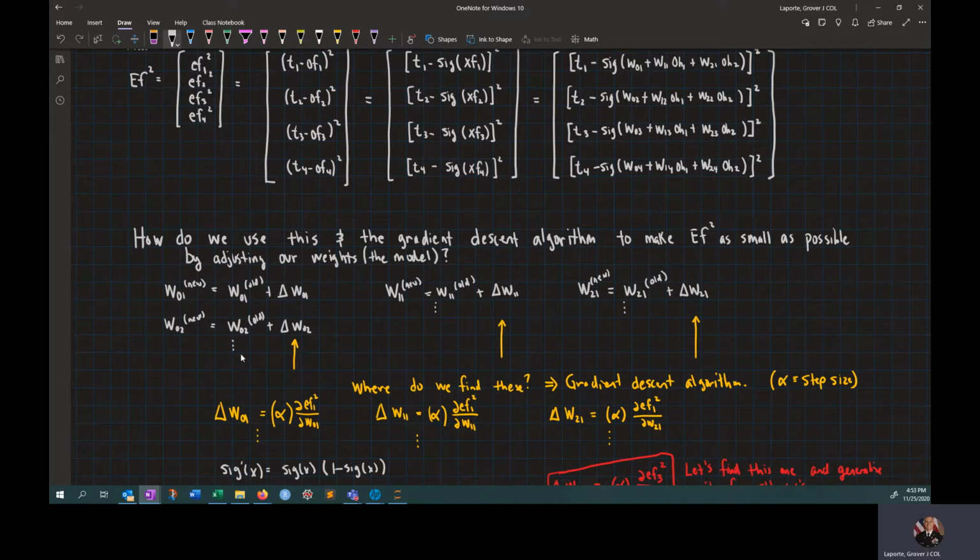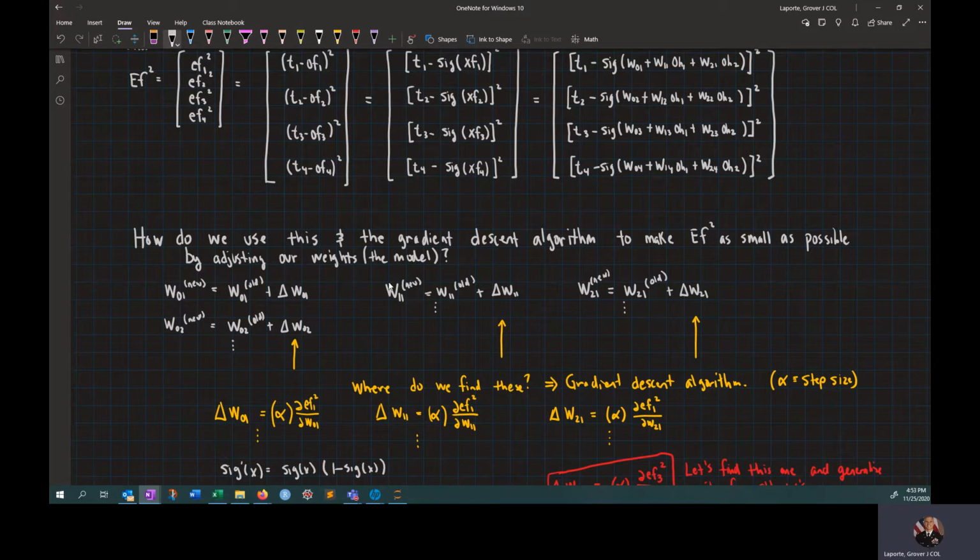By adjusting the weights. So what you're looking for is this delta WO1 and this delta WO2 and this delta WO3 and this delta WO4. How do you find those? Again, there's just the gradient. So I'm going to take the gradient, or the partial derivative. Remember, the gradient is the partial derivative of the function with respect to whatever variable you're using, right? So in this case, WO1.